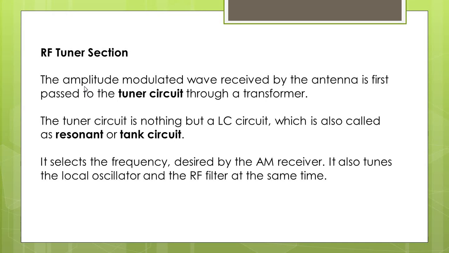Here we have an RF tuner section. The amplitude modulated wave is received by the antenna first, then it is passed to the RF tuned circuit through a transformer. Here the tuned circuit is an LC circuit. It is also called a resonance circuit or a tank circuit. This circuit selects the frequency desired by the AM receiver. The other purpose is to tune the local oscillator and the RF filter at the same time.